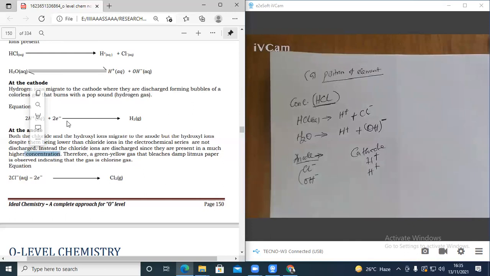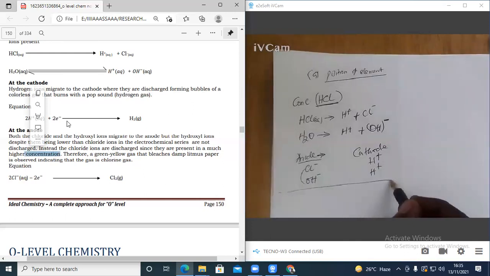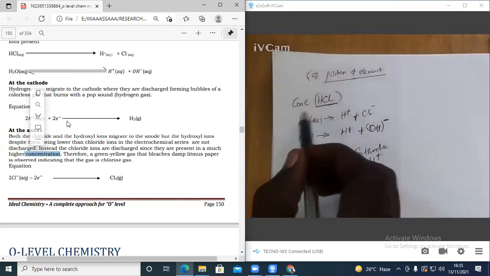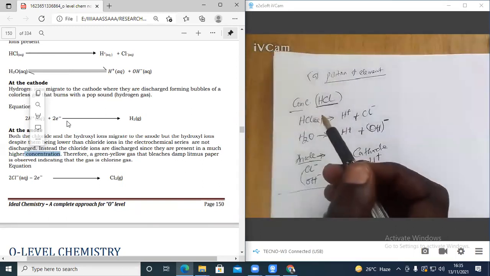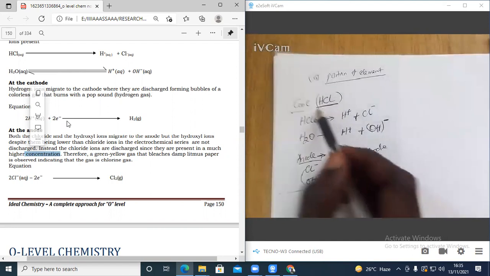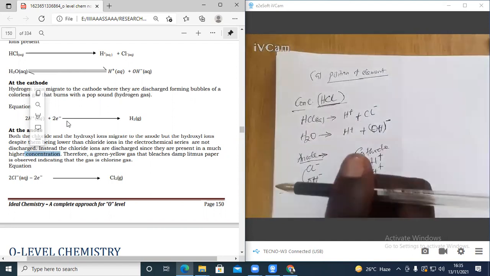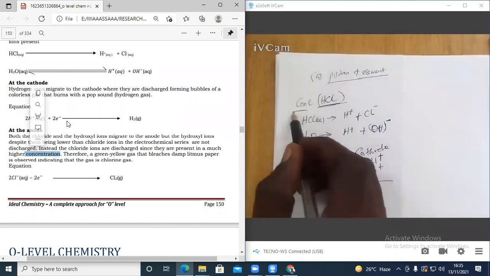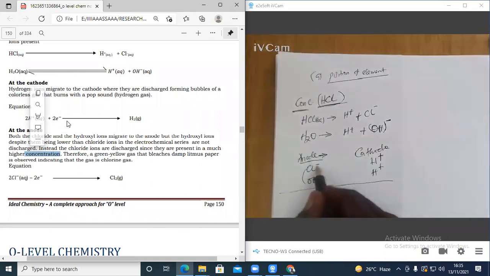So concentration affects the nature of discharge. If they say, give us or describe the electrolysis of concentrated sulfuric acid, you should know what they mean by concentrated. If something is concentrated, then the one that is much higher in the electrochemical series will be preferred more than this, because this one is less. The electrode cannot take up this. No, it will take up what is present.